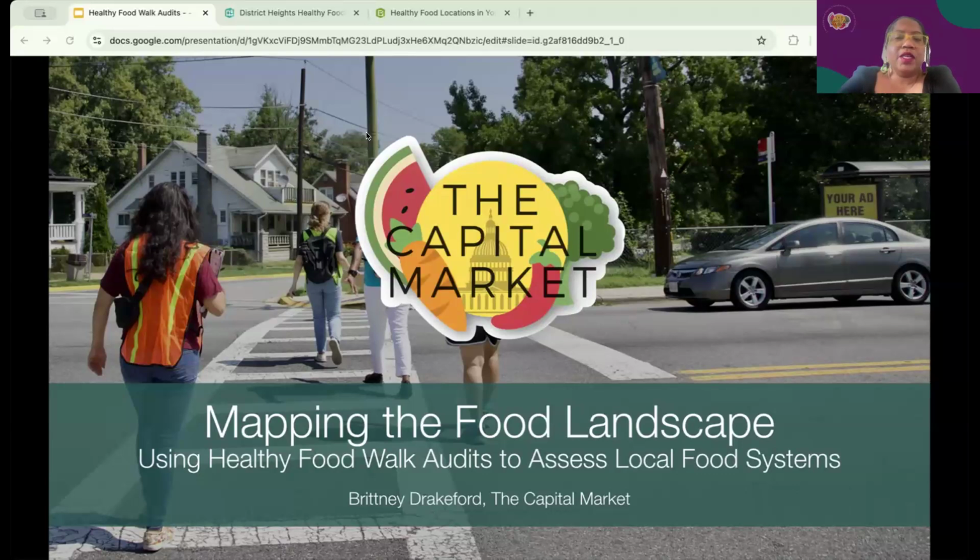Then we're going to describe the effects that we see of insufficient food access in communities. And then finally, walk through the process of using healthy food walk audits to assess community food access and overall infrastructure for healthy communities. And specifically, I'm going to explore District Heights, Maryland, as the case study example for today.